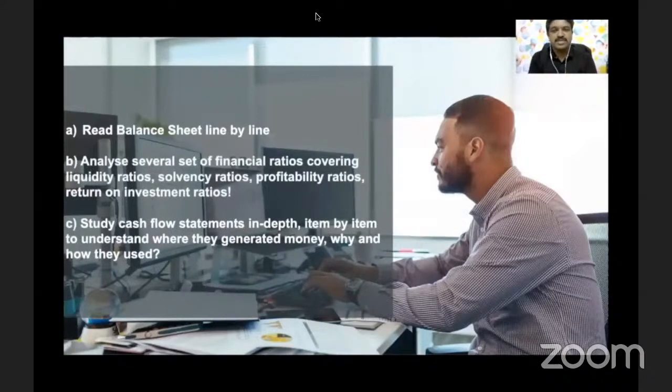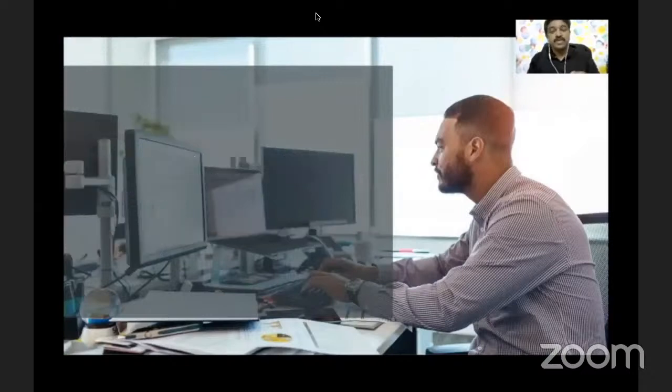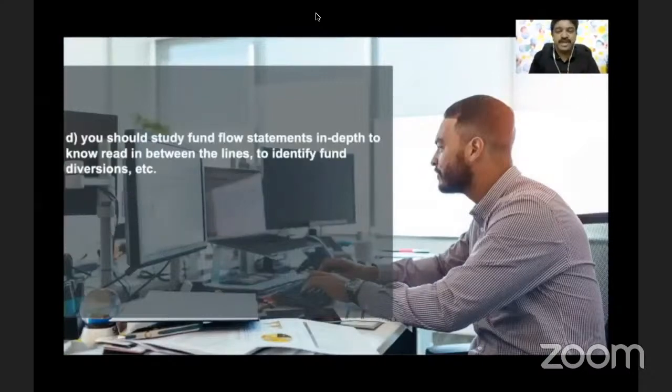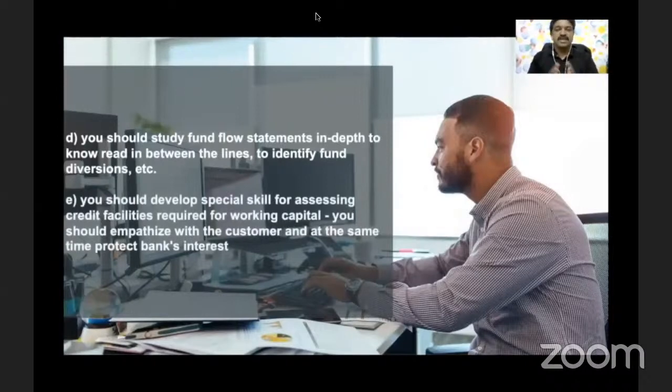You should see where they generated money, where they have used it, how they have used it. Then you should also study their fund flow statement in depth, and again read between the lines, to identify whether any fund diversion has taken place. Then you should develop special skill for assessing the working capital requirement of the borrower. Here you have to empathize with the borrower, but at the same time you should also protect the bank's interest.